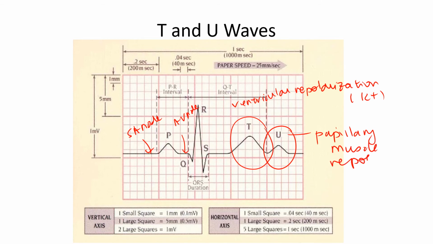You may recall those papillary muscles are anchoring the chordae tendineae. Those are the cords that anchor the AV valves. Now, if you repolarize them, that means that the contraction event is over and that they're resetting back for another go-around. Keep in mind, what you're looking at here for the EKG is a cardiac cycle.